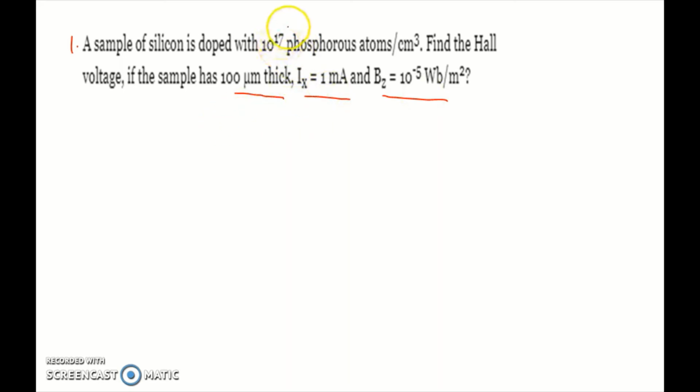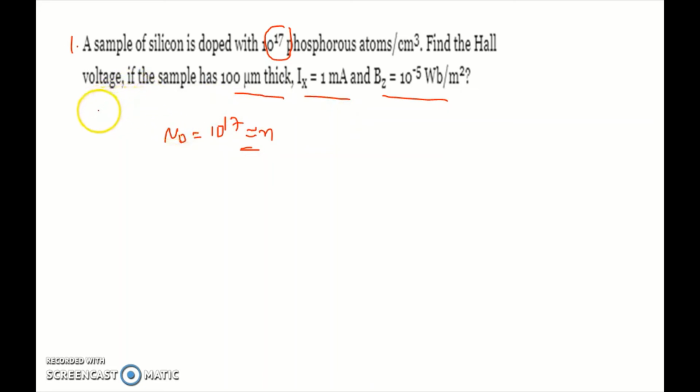Coming to this, 10 power 17 phosphorus atoms means these are pentavalent atoms, or we can also call them donor impurity atoms. So the donor impurity concentration is given as Nd equal to 10 power 17, that we can take as the number of charge carriers in the n-type extrinsic semiconductor, or else the charge carrier concentration in the n-type extrinsic semiconductor. Next, he is asking to find the Hall voltage.